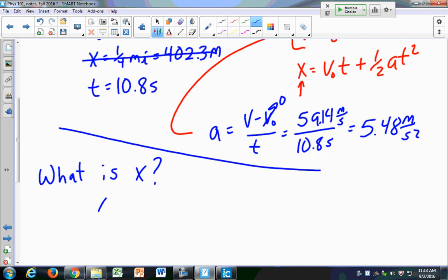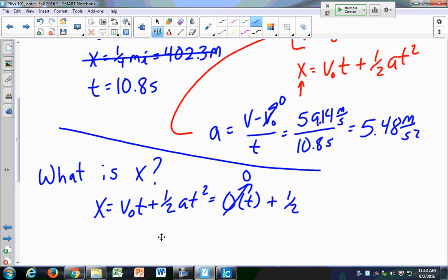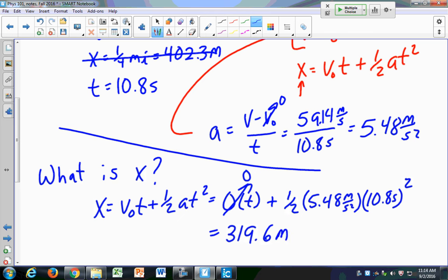So x is equal to v naught t plus 1/2 a t squared. That's equal to 0 times t, so that just goes away, becomes 0, plus 1/2 a, it's 5.48, times t squared, which is 10.8 seconds squared. And when I solve that, a funny thing happens. I get a value equal to 319.6 meters.